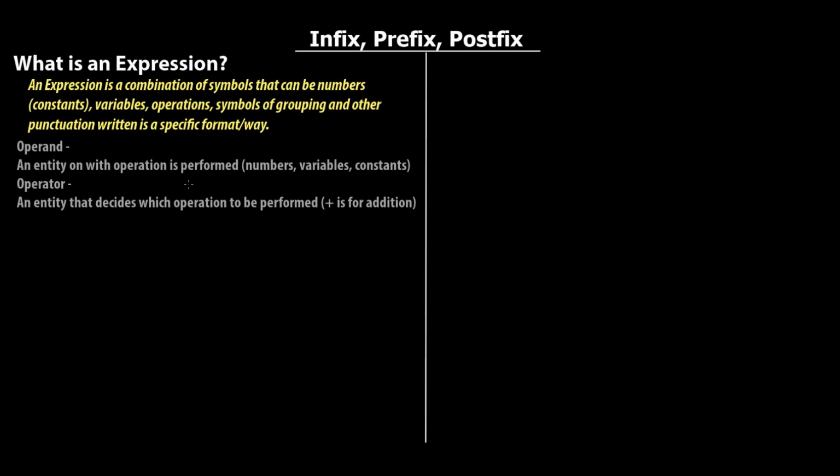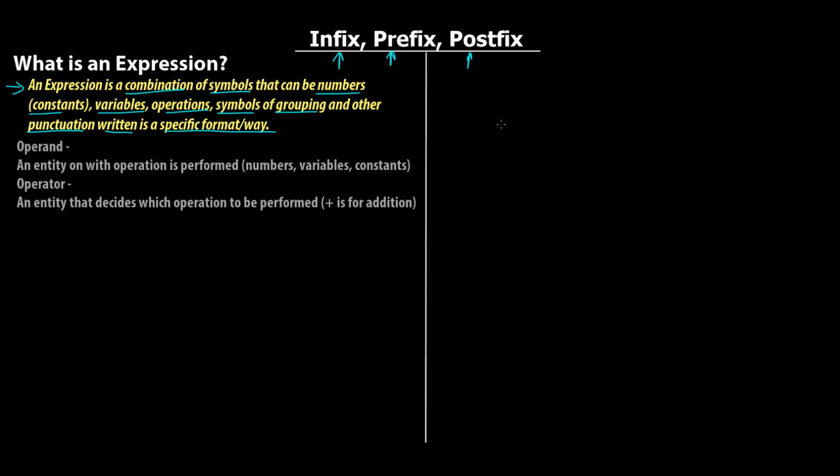Now starting off, let's first understand what exactly is an expression, okay? So I'll just quickly read through this theory. This is pretty self-explanatory. If you're making some notes, you can note them down, and I'll obviously be sharing some details in the video description. But an expression is a combination of symbols that can be numbers, constants, variables, operations, operators, symbols of grouping and other punctuations written in a specific format. Okay, so this specific format is what distinguishes between infix, prefix and postfix. So we'll see that in a minute.